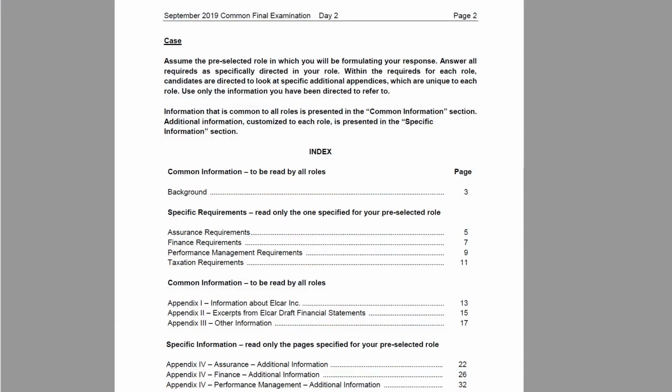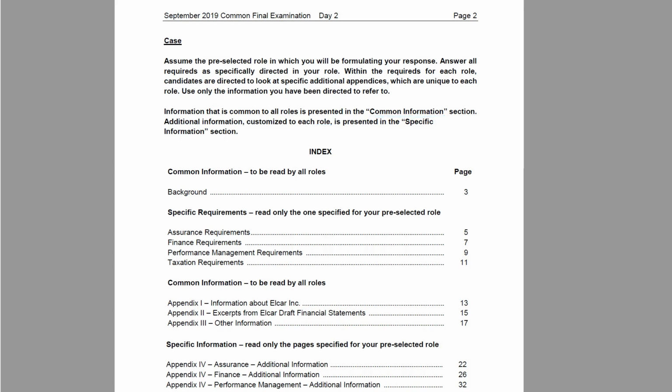Here's an example of a day 2 case. It's about 40 pages long. It explains that there is a common component and a role component. The common component has requirements on FR and or MA, and the role has requirements on your specific role that you've picked, which is going to be based on the elective you've chosen.